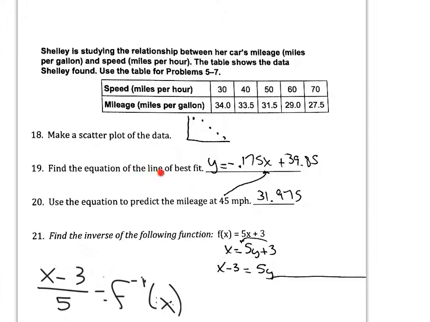Go back to stat. Number 4 says LinReg. It tells you how to write your equation right there, so put that equation in. Then number 20 says predict at 45 miles per hour. Just take the 45, put it in for x, and work it out.